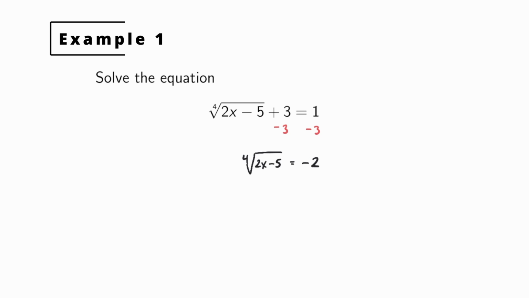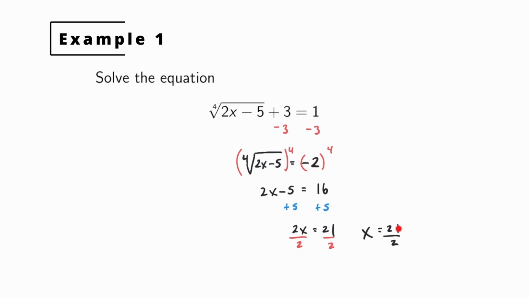Now, I'll show you what I mean though. If we did continue with this problem, you would raise both sides to the fourth power. You would have 2x minus 5 equals negative 2 to the fourth, which is 16. And if you solve this, we add 5 to both sides. You get 2x equals 21, divide both sides by 2, and we get that x is 21 over 2.